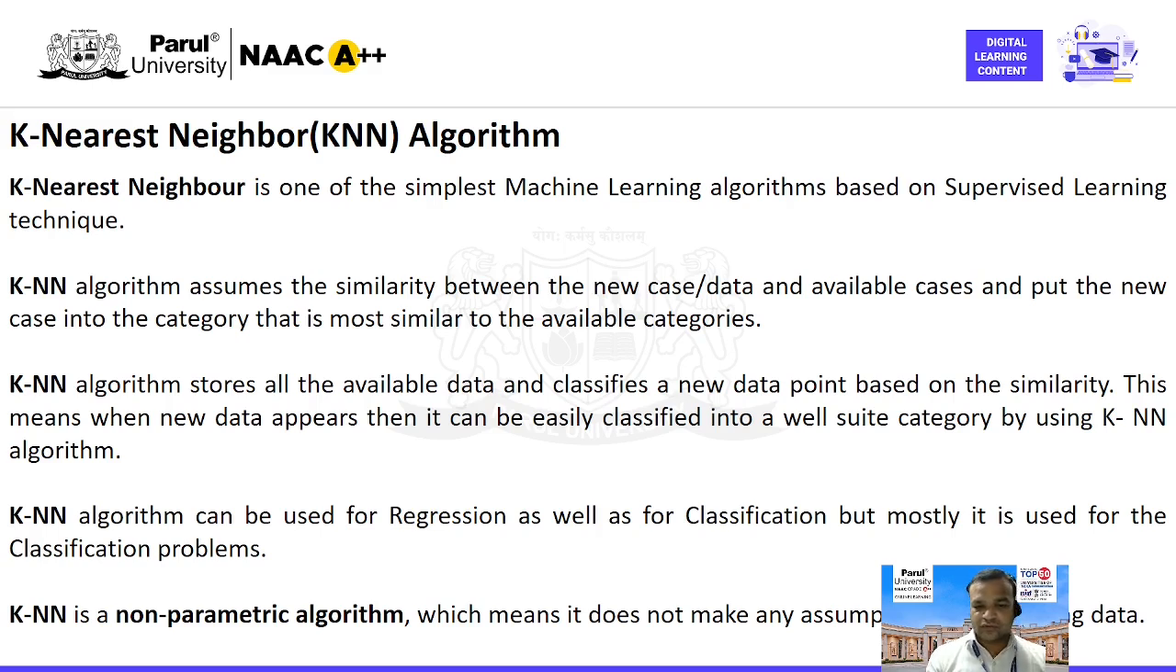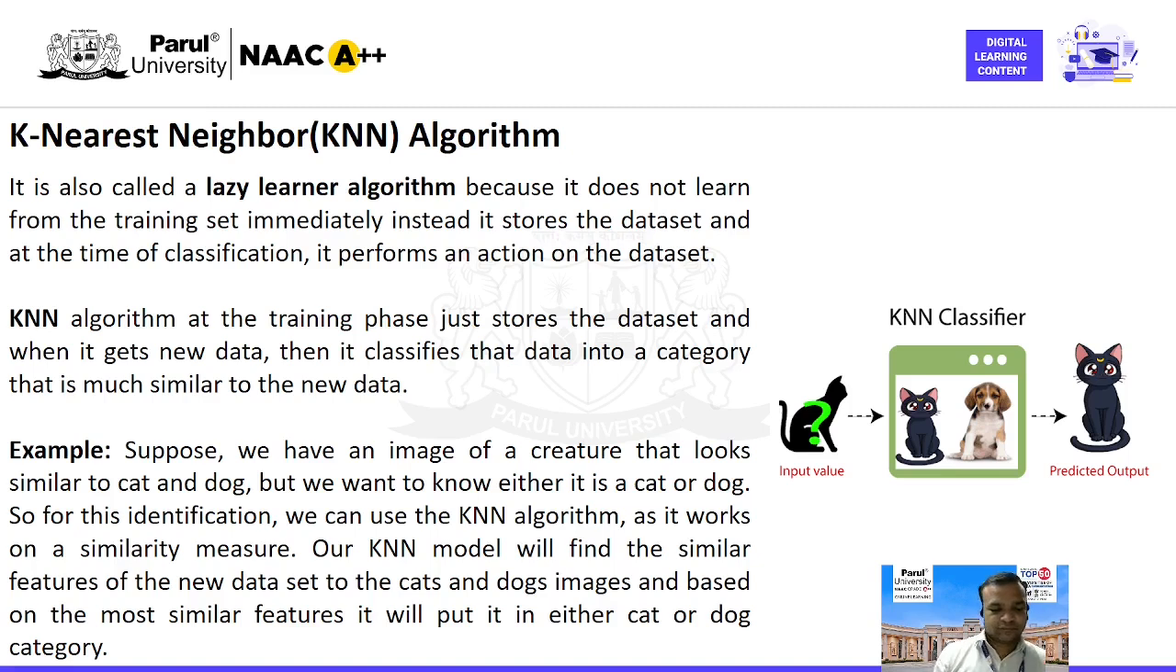The KNN algorithm can be used for regression as well as for classification, but mostly it is used for classification problems. KNN is a non-parametric algorithm, which means it does not make any assumptions on the underlying data. This is a simple picture, and with the help of this picture we can try to understand the KNN concept.